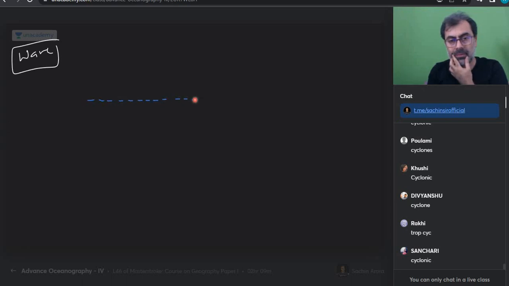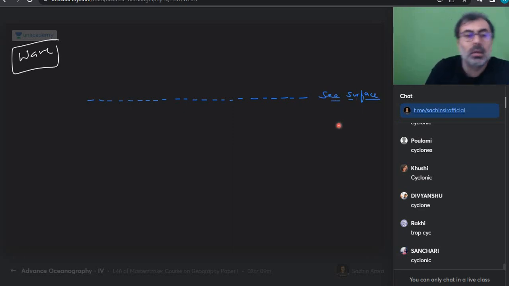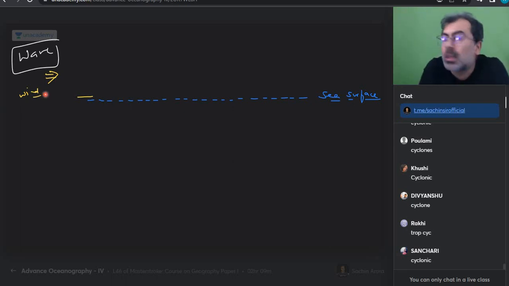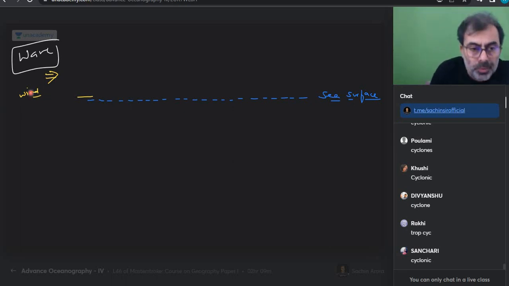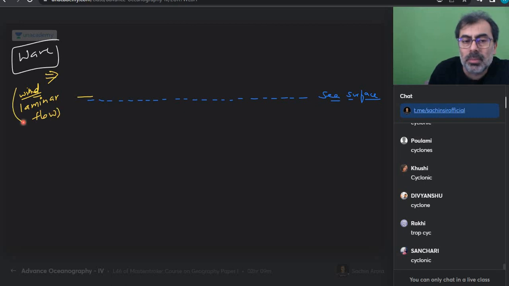This is the sea surface. Okay, that wind is blowing. Now I want to tell you that wind has a laminar flow. In the atmosphere, wind has a laminar flow. People who know a little bit of science know lamina means layer. Wind has a laminar flow. That means there are layers of wind. So wind is flowing in layers.